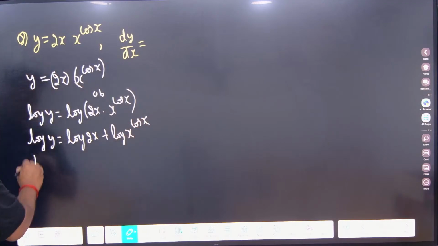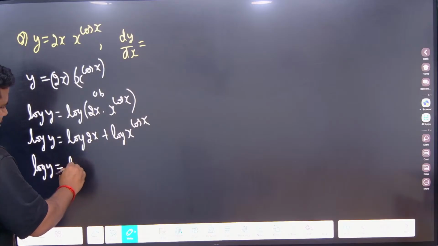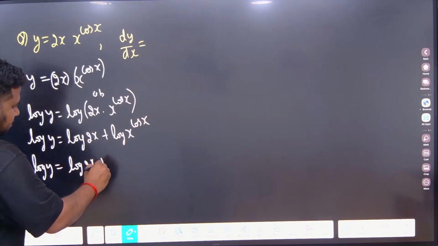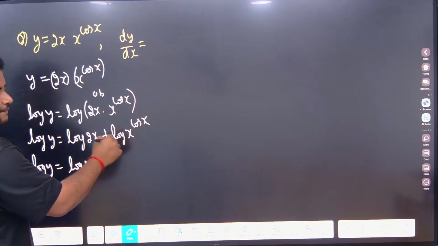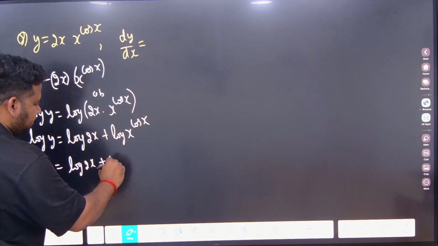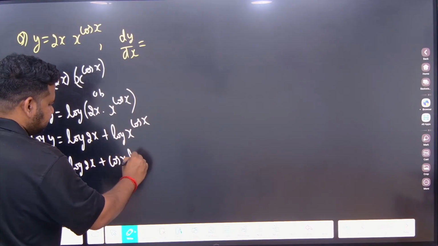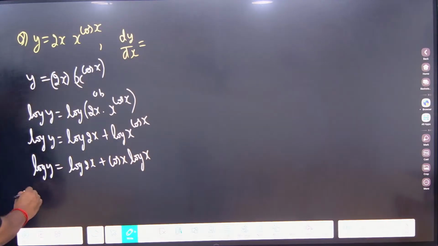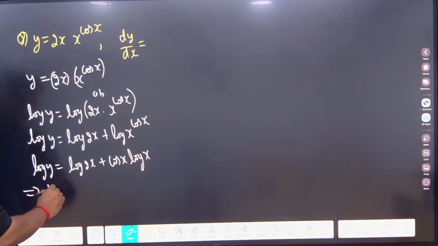Now simplify, I can write it as log y is equal to log of 2x plus log of a to the power of m, which is m times log a. So cos x will come down here, cos x into log x. Now differentiate with respect to x. So log of y becomes 1 by y, but the derivative of y is dy by dx.